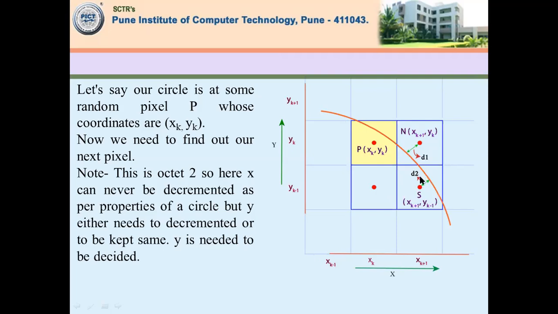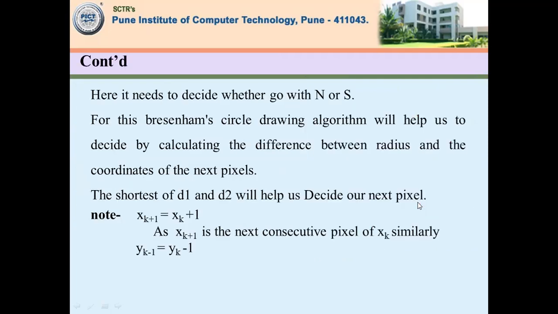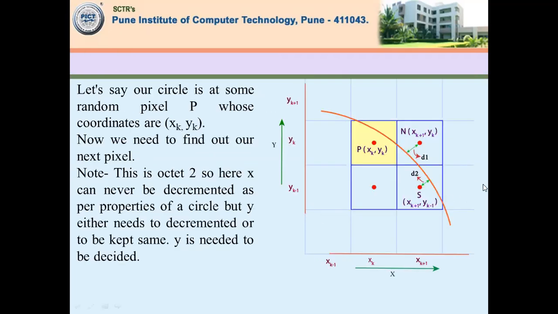So d2 is basically a negative value, which is less. Let's understand it. Bresenham circle drawing algorithm will help us to decide by calculating the difference between the radius and the coordinate of the next pixel. So every time x is going to increment, no doubt in it. Whenever you are going to draw the next pixel, x is going to increment only, right?